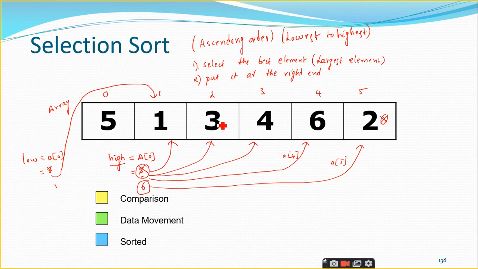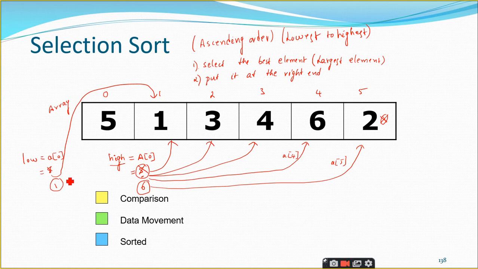Now, 1 compared with a of 2, which is 3. Since 3 is greater than 1, retain the value of low. Compare the value of low with a of 3. Since 4 is greater than 1, retain the value of low. Again increment the pointer, 6 compared with 1, greater than, so retain the value of low, and then the last element 1 compared with a of 5, that is 2. Since 2 is greater than 1, you retain the value. So, the lowest value you have at the end of the processing will be 1.